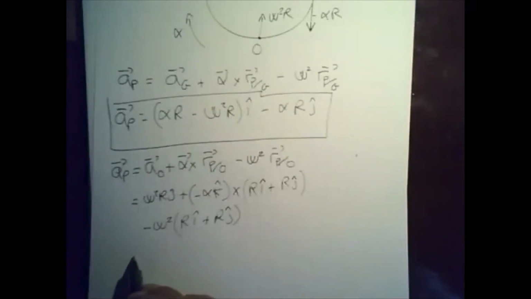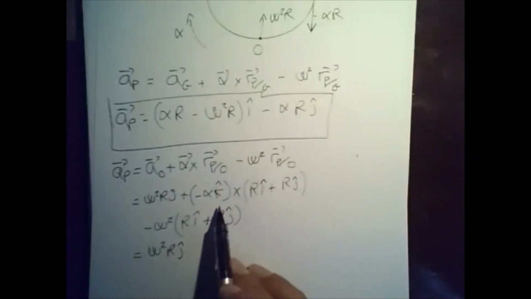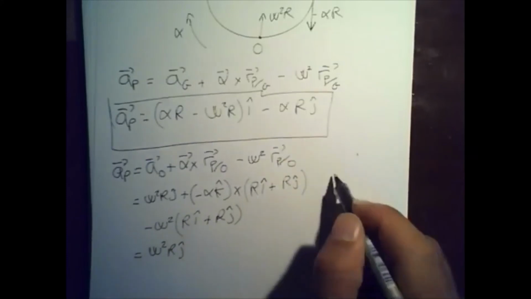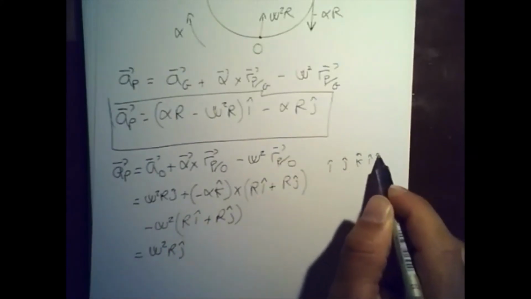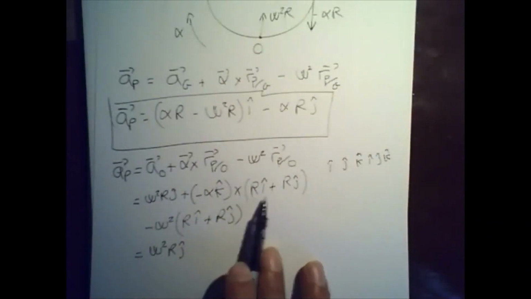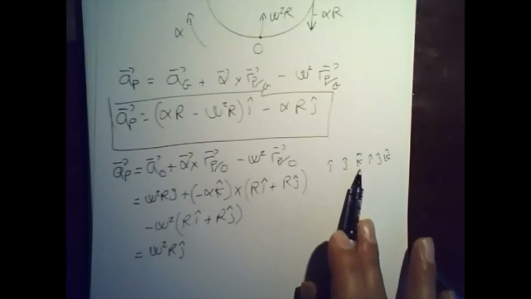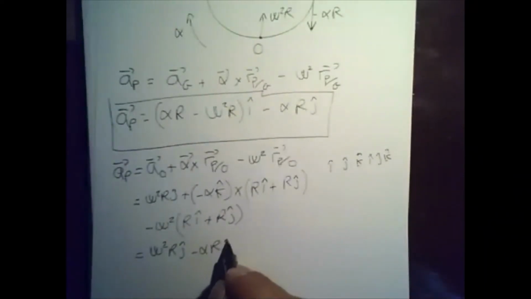Let's expand this further. I'm going to end up with omega R J, right? What am I going to get here? So K cross I is going to be equal to what? Again, I J K, I J K, right? What is K cross I? J. J, right? So minus alpha R J.